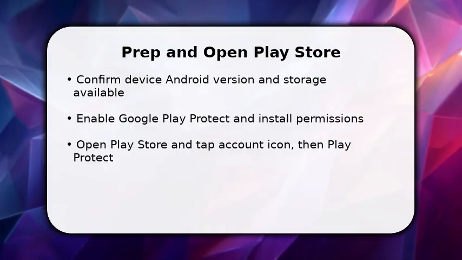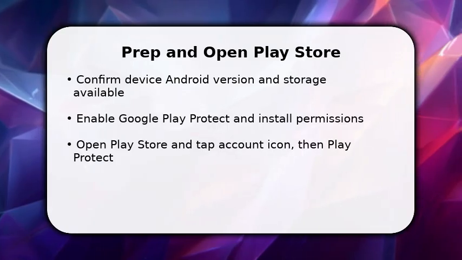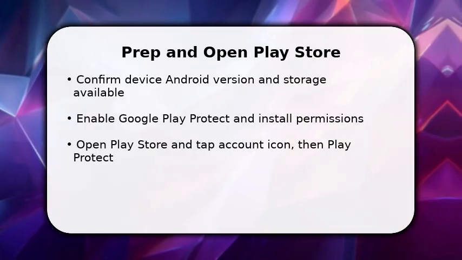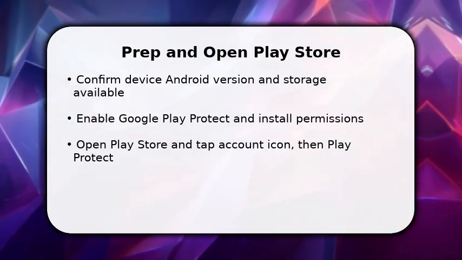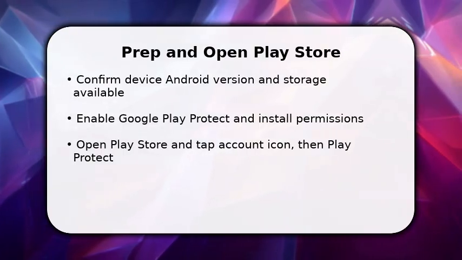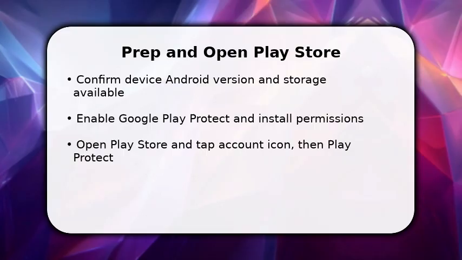You'll start by confirming the essentials: Android version, enough storage, and that Google Play Protect is enabled. Once done, open the Play Store app and tap your account icon in the top right corner. Make sure Play Protect is active. This gives the scanner baseline safety.